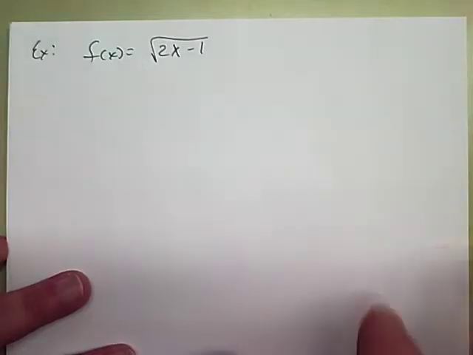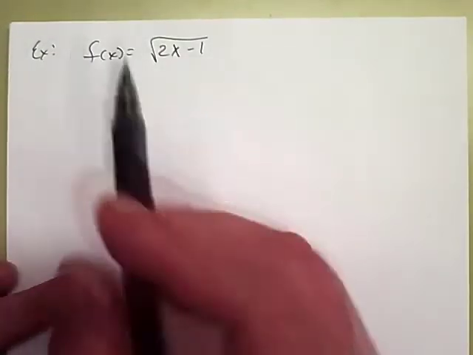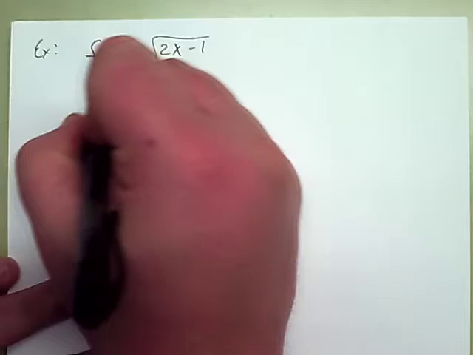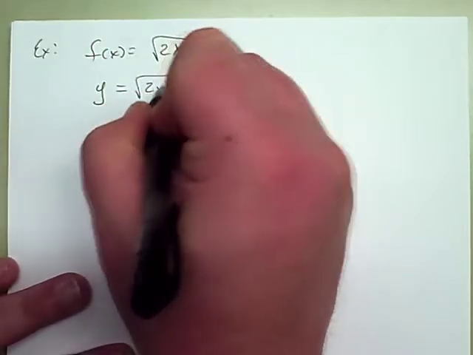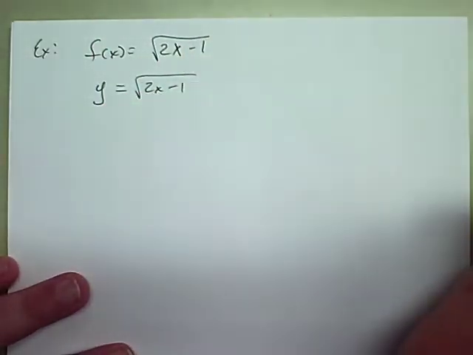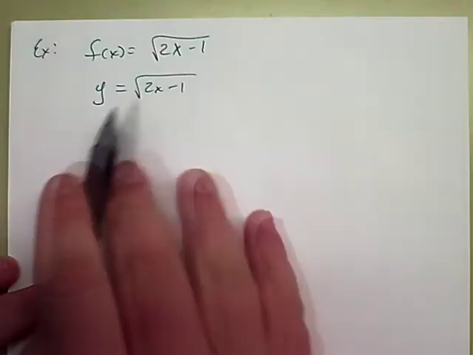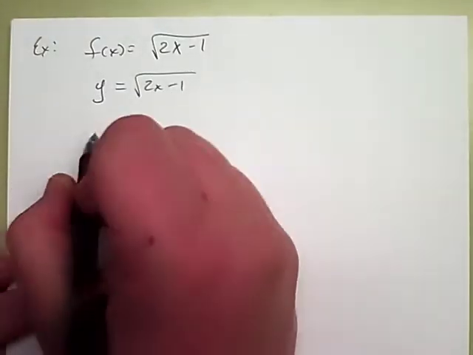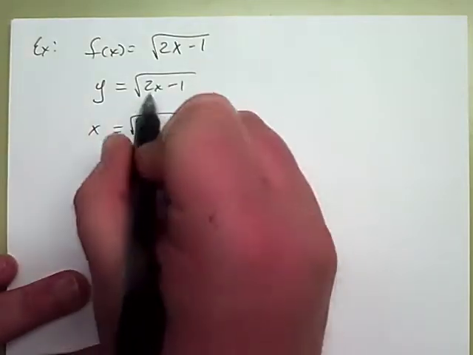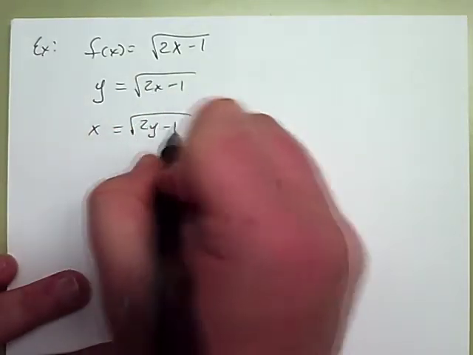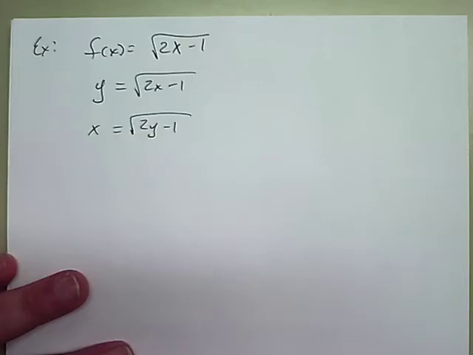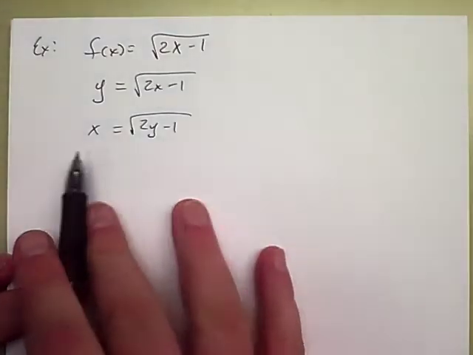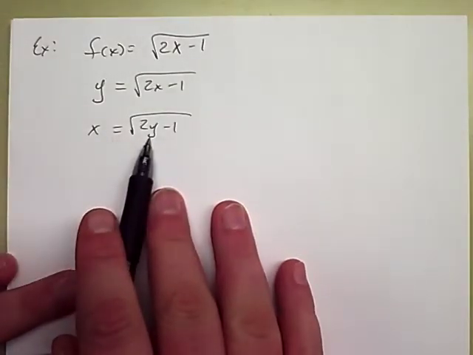First step, replace f of x with y. F of x, I have to switch them with y, and I get that. Now we have to switch. I'm going to take the y and the x and switch them. So instead of y, it's now x, and instead of x, it's now y. And now I have to solve for y. I need to get y by itself.